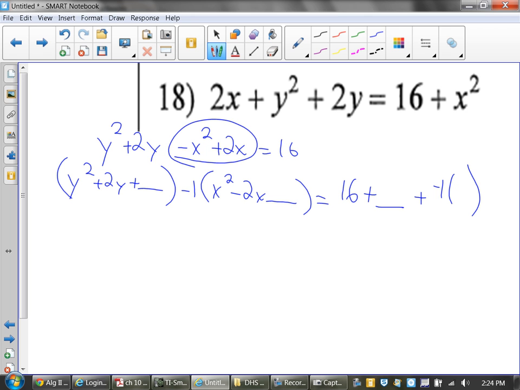Now the rest is easy. What's half of 2? 1. What's 1 squared? 1. So I have y plus 1, quantity squared, minus. What's half of negative 2? What's negative 1 squared? What's 16 plus 1 minus 1? 16.